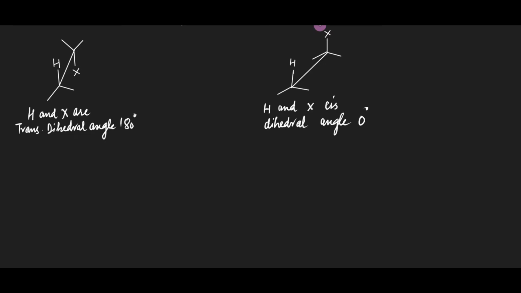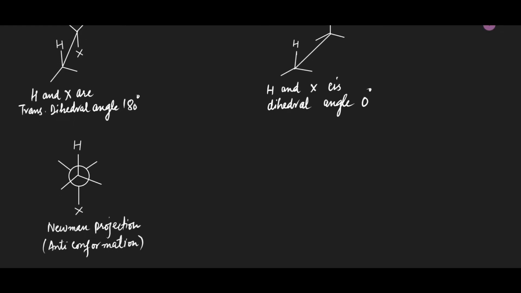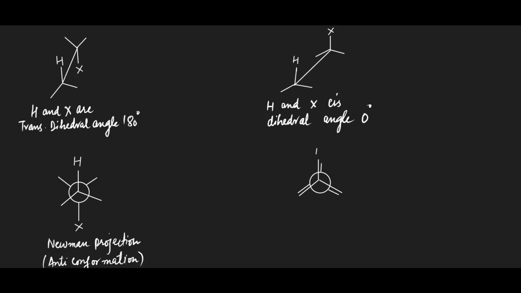0 degrees. These are sawhorse projections, and can be converted into Newman projections for easy understanding of cis and anti-relationship of H and X. So, sawhorse can be drawn as Newman projection like this: the hydrogen on front carbon goes up, and X on back carbon goes down with dihedral angle of 180 degrees. This is called anti-conformation. Similarly, this sawhorse can be drawn as Newman projection like this: both hydrogen on front, and X on back carbon goes up. And this is called eclipsed conformation.